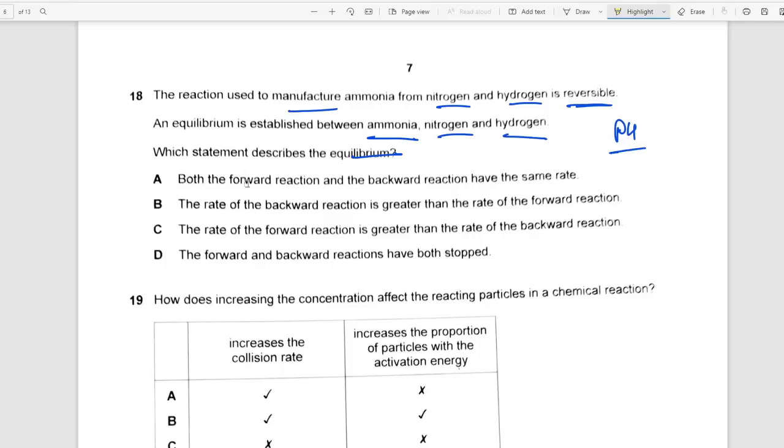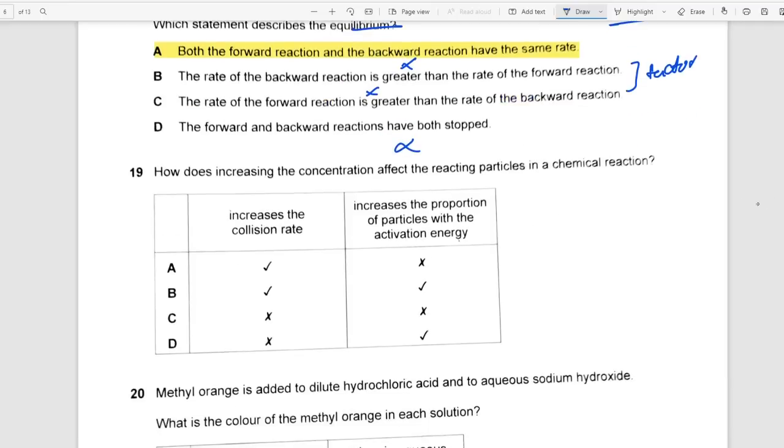So let's see, both the forward reaction and the backward reaction have the same rate. That is correct. Let's look at the other options. The rate of the backward reaction is greater. No. The rate of the forward reaction is greater. No. This could only happen when there are factors like temperature or pressure. Those questions are tested in paper 4. The forward reaction and backward reaction have both been stopped. That is wrong. That is not a reaction, isn't it then?